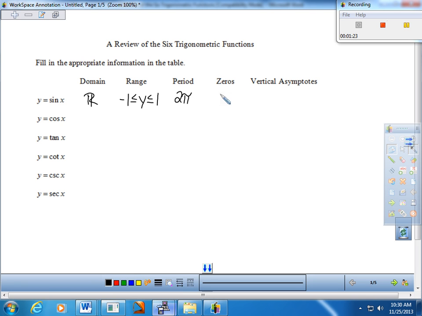The zeros, it looks like I got a 0 at 0, and pi, and 2 pi, and 3 pi, etc. So 0 plus k pi, or really just k pi would do the trick there. And are there any vertical asymptotes for the sine function if the domain is all real numbers? No, of course not. So that would be that one right there. Hopefully you kind of went 5 for 5 on your paper, and it's looking pretty good. But that's definitely what I got.